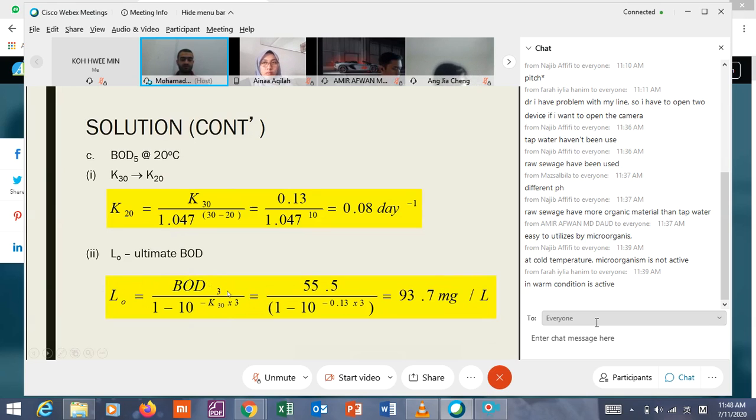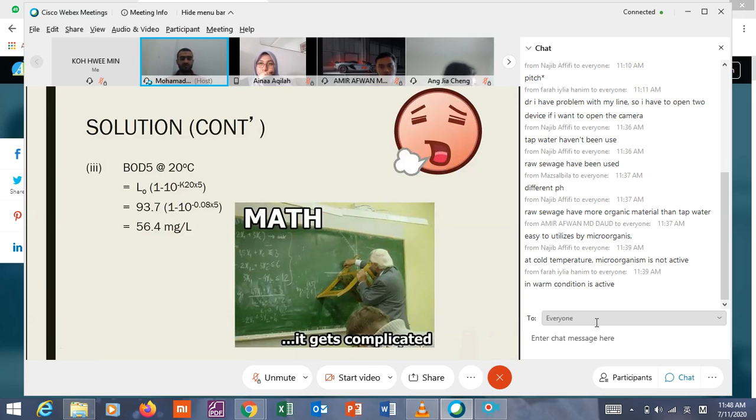So the value of the time here is 3, so t here must also be 3. The BOD was also measured at 30 degrees, so the K has to be at 30 degrees. Don't forget this consistency between both values. So the final answer is 93.7. And notice that the L ultimate, or L naught, is always higher than the original BOD value. Now we can measure BOD5 at 20 degrees.